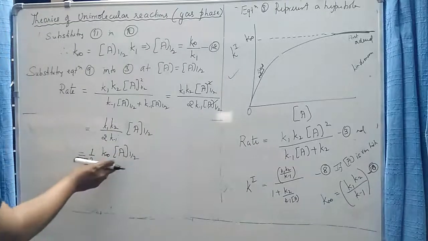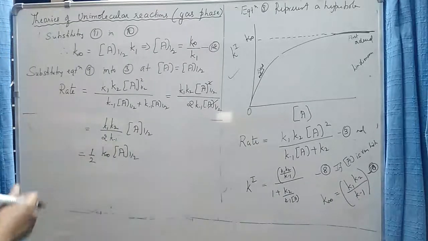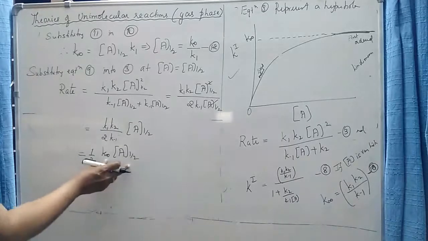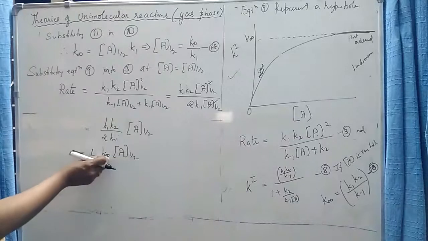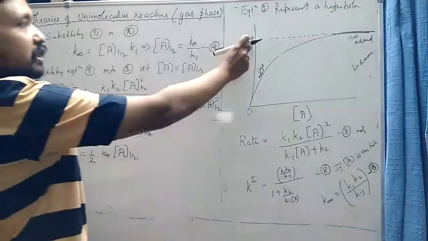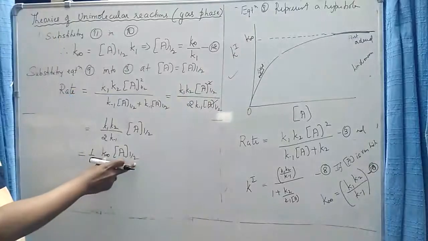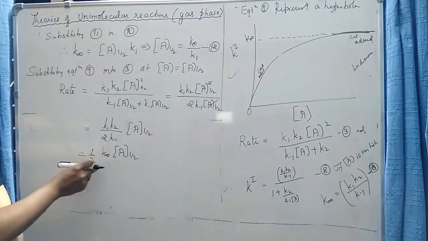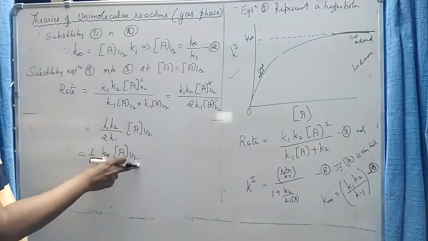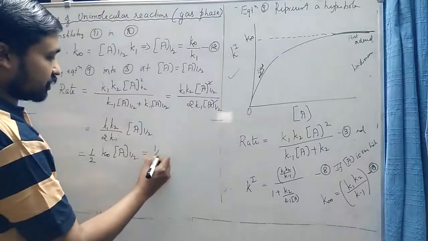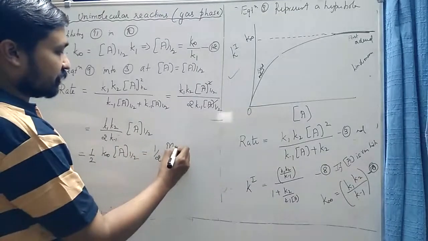Now k infinity into a half represents the maximum rate of the reaction. Okay, it represents the maximum rate. Why does it represent the maximum rate? Because we have substituted the maximum value of k1, which is k infinity. So this represents the maximum rate for a first order reaction. So this is half of the maximum rate.